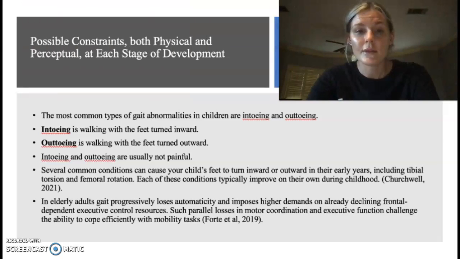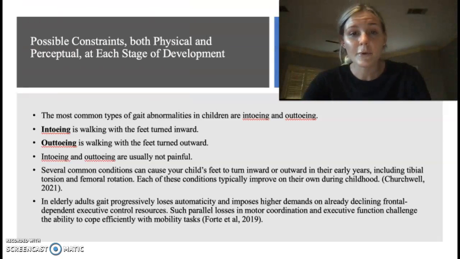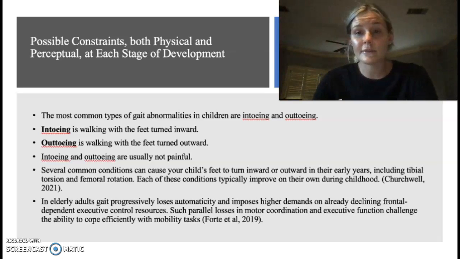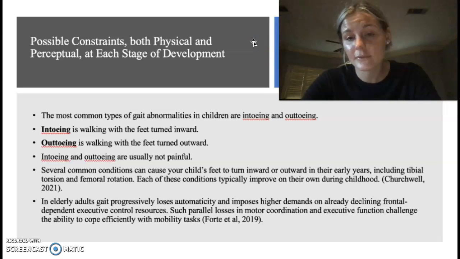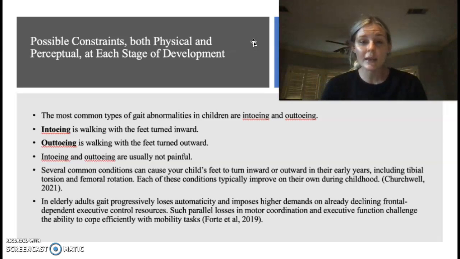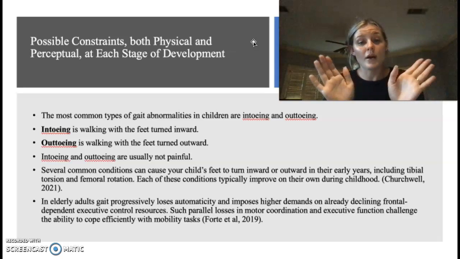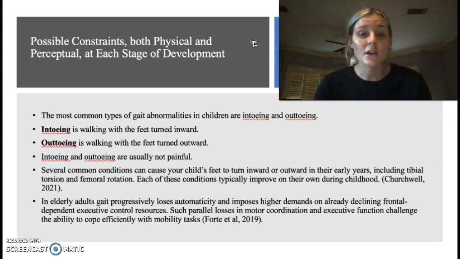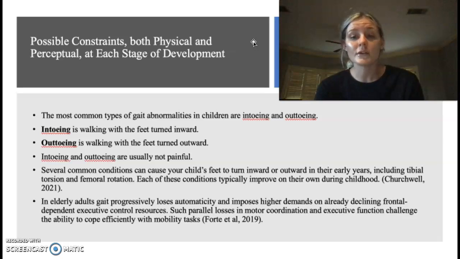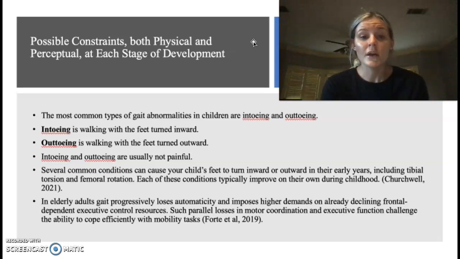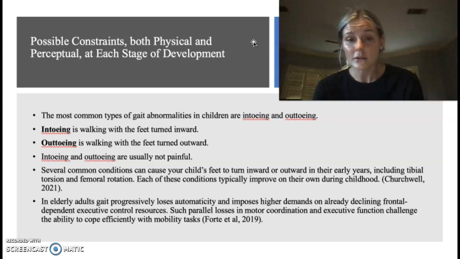So the possible constraints, both physical and perceptual, at each stage of development include the most common type of gait abnormalities in children, which are in-toeing and out-toeing. In-toeing is when you walk with your toes in, and out-toeing is walking with your feet turned outwards. In-toeing and out-toeing are not usually painful. There are several conditions that can cause your child's feet to turn inward or outward in their early years, including tibial torsion and femoral rotation. Each of these conditions typically improves on its own during childhood.